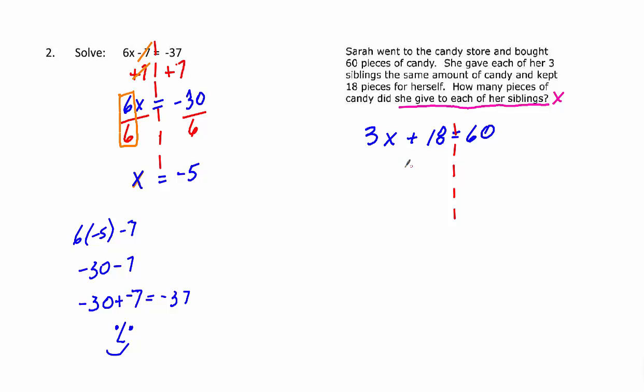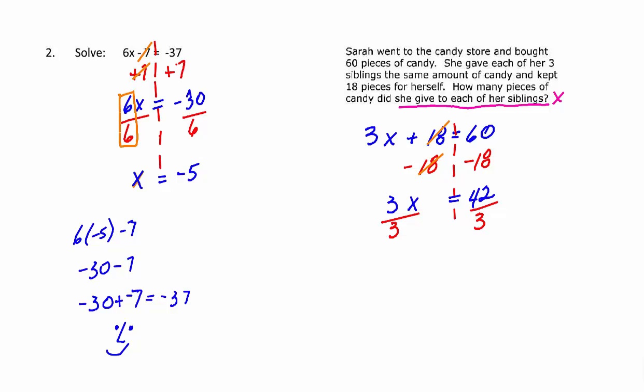And the first thing we're going to do is we're going to take away the amount of candy she kept for herself, because we're trying to figure out how much each of the siblings got. So we're going to take away these 18 she kept for herself. And now she knows that her 3 siblings get to share a total of 42 pieces of candy. Now, how much does each sibling get? Since that's the question, what did she give to each sibling? We're going to divide by the number of siblings.